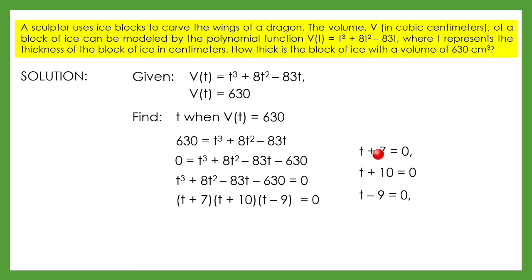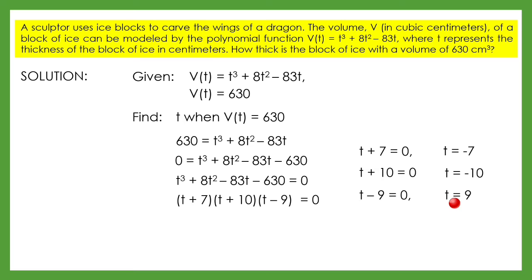Then, solve for t. So, yung una, itatranspose natin. So, from positive 7, magiging negative 7. So, we have t equals negative 7. Next, t plus 10, yung 10 itatranspose natin, magiging negative 10. So, we have t equals negative 10. And then, t minus 9 equals 0, yung negative 9 magiging positive 9. So, we have t equals 9.